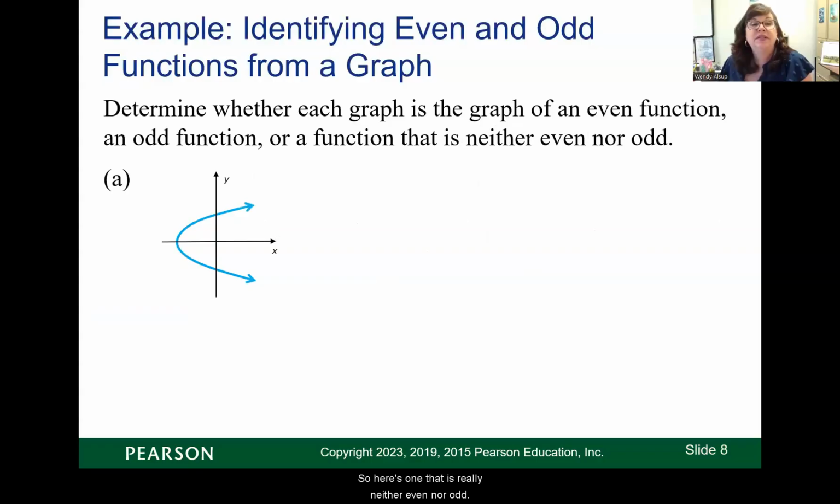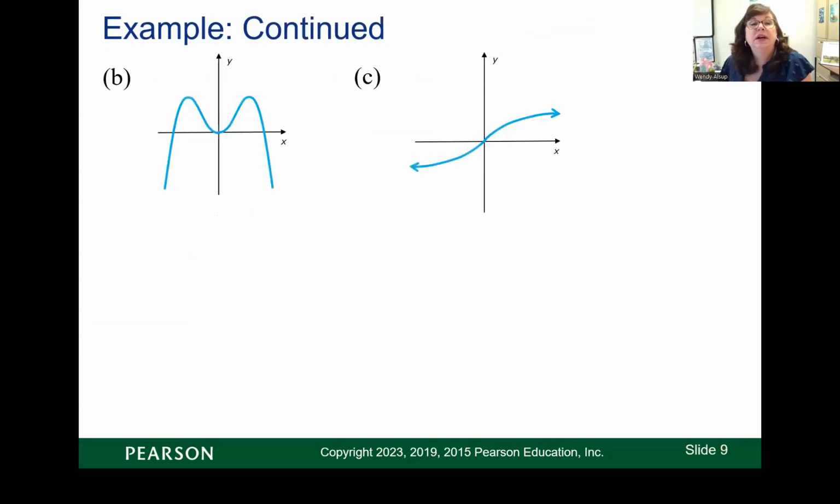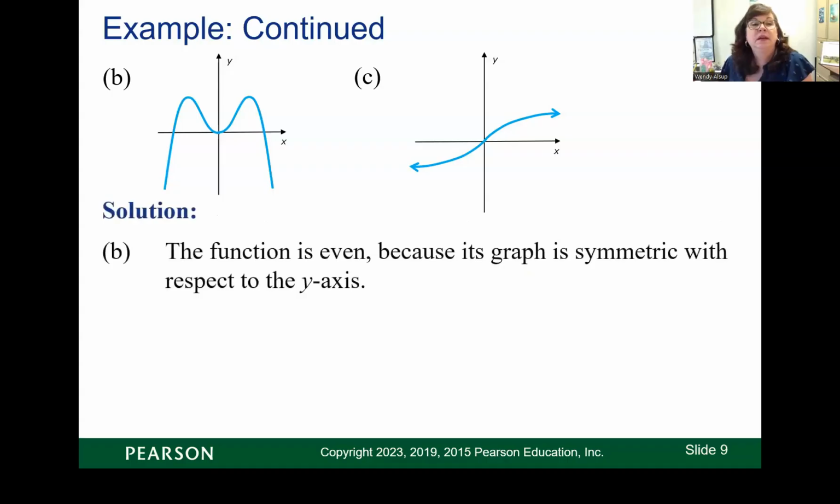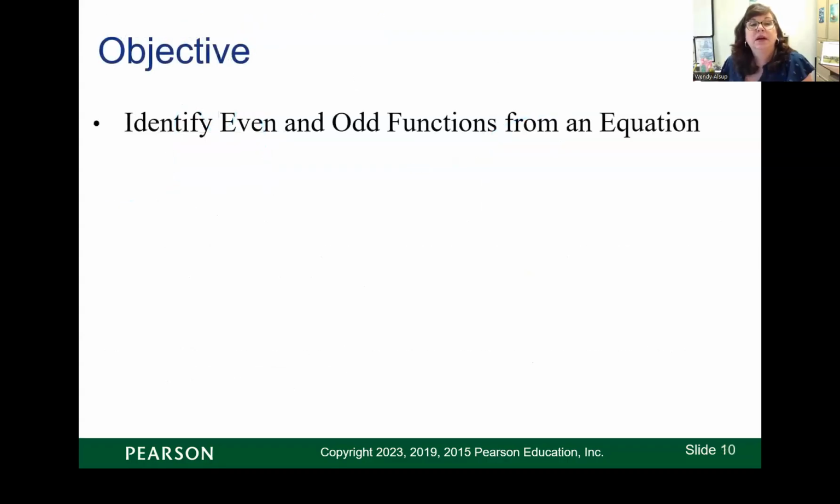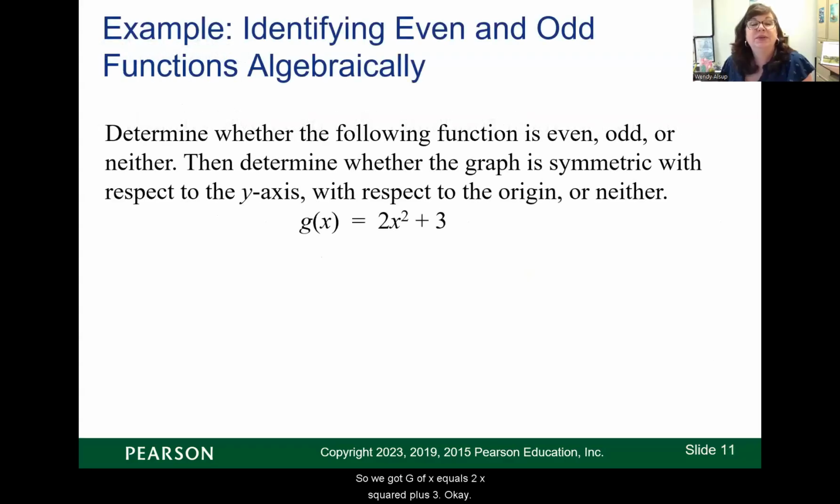Here's one that is really neither even nor odd. B is even, it's reflected across the y-axis. C is odd, it's reflected across the origin. Now let's do it with an equation. We've got g of x equals 2x squared plus 3.